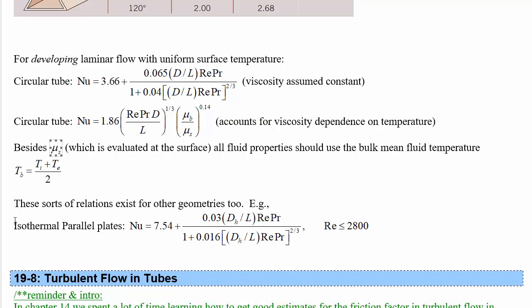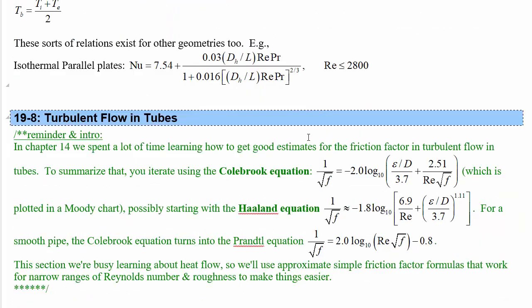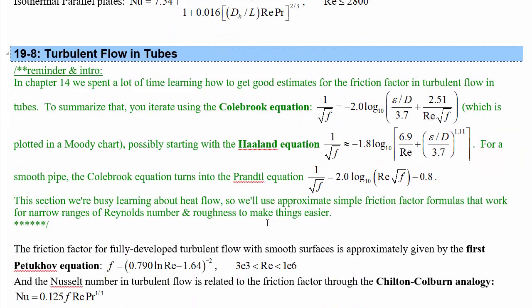You have other geometries too. So here's a situation for isothermal parallel plates. For turbulent flow, things are going to be a little bit more complicated in that it's often going to depend on the friction factor. Recall in chapter 14, we learned that you can iterate using the Colebrook equation to find out what the friction factor is in a pipe, depending on the surface roughness. Or if you want to just get an approximate first guess, then you can use the Haaland equation. And for a smooth pipe, this transforms into the Prandtl equation. So that's this. This is basically the Haaland equation after you've substituted in epsilon is 0.